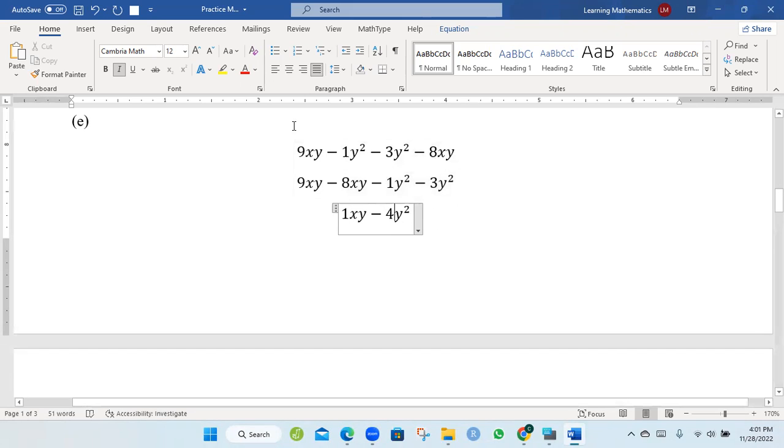So that's E. So that's simplification of expressions. You bring the like terms together, which must have the same letter, same combination of letters with the same powers, and you just work with the coefficients, add or subtract.